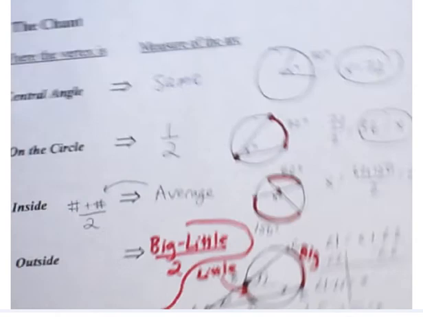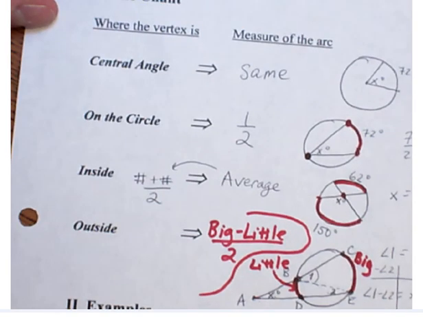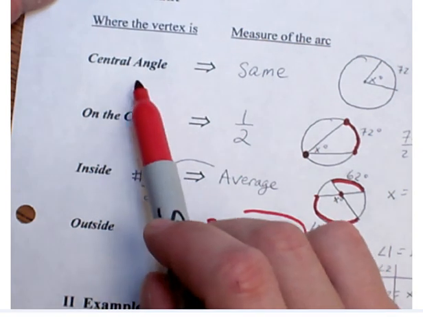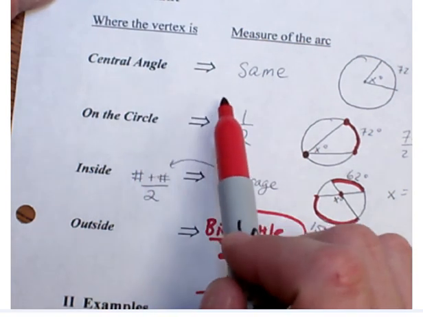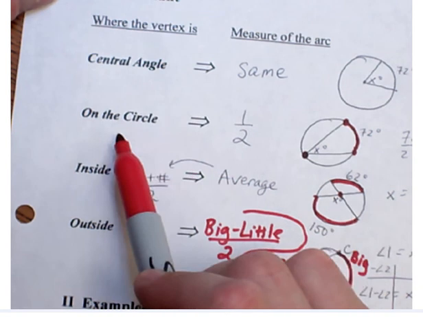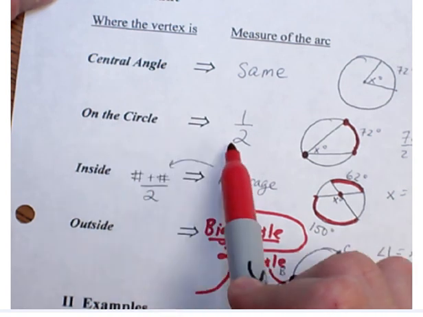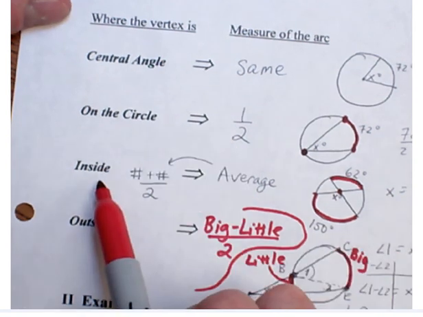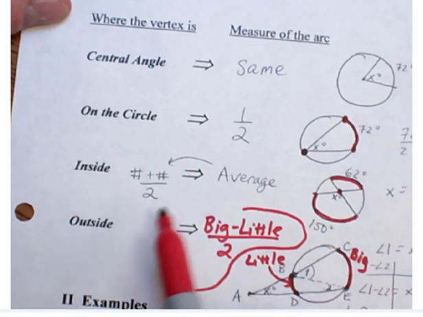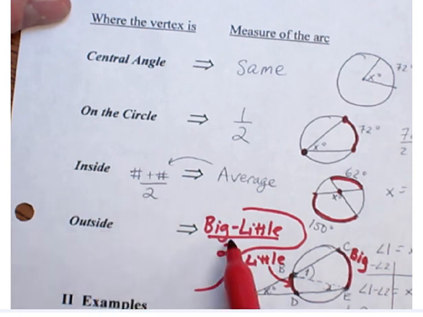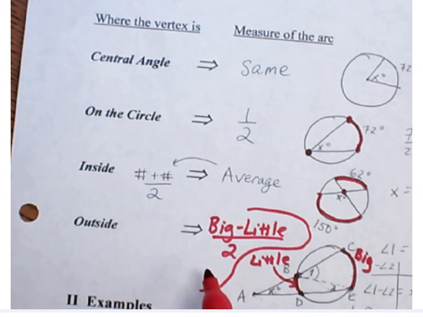All right, now let me do that again, but a little bit slower. If it's a central angle, it's the same. If it's on the circle, it's 1/2. If it's inside, then it's average. If the angle's on the outside, then it's big minus little over 2. And that's the relationship every time. That's always what it is.